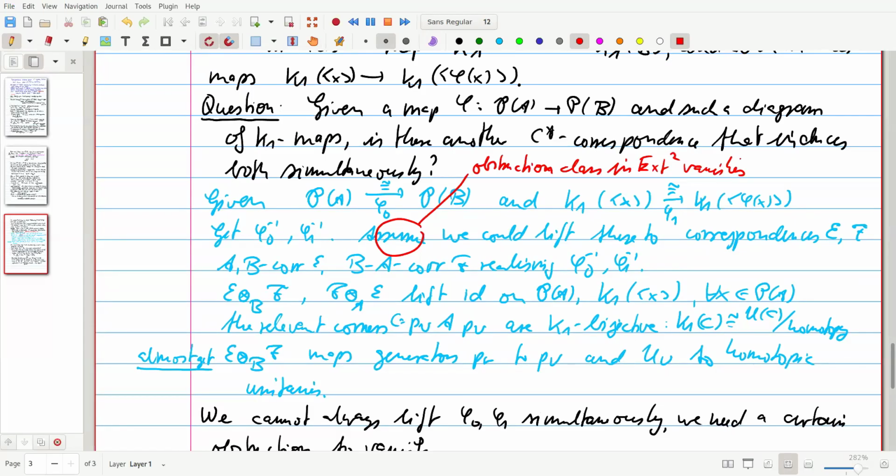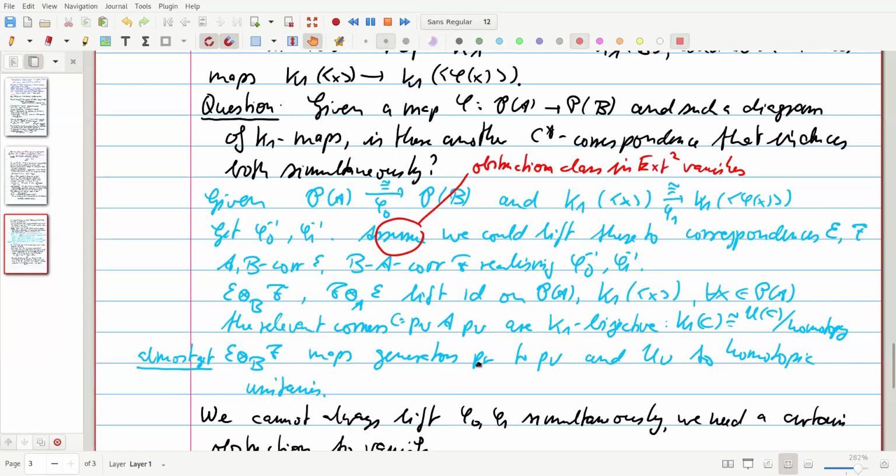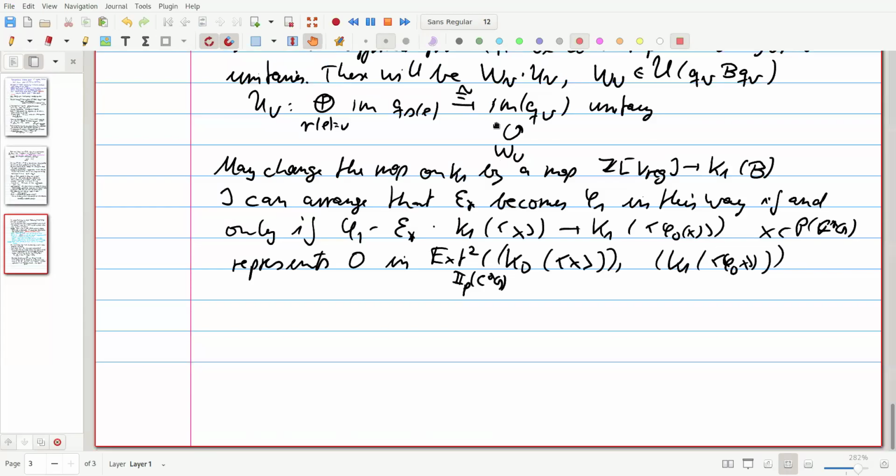Then we do get these correspondences going back and forth. And then the rest of the argument can also be pushed through, and we find that the composites can be arranged to be homotopic to identity maps. Okay, maybe let's write this down as a theorem then.